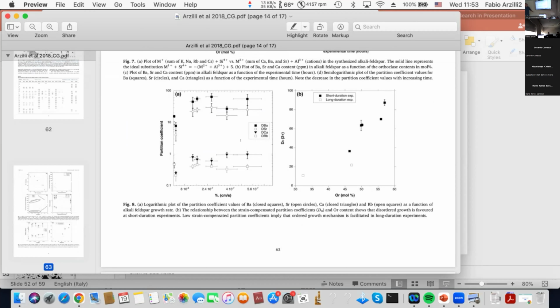For the short duration, not really. So this is the same order of magnitude of growth. It's 10⁻⁷. You change the order of magnitude here, 10⁻⁸. See the scales. You are more or less within the same flow rate, so it's not going to change too much, because the size of the crystals and the duration of the experiments is quite similar.